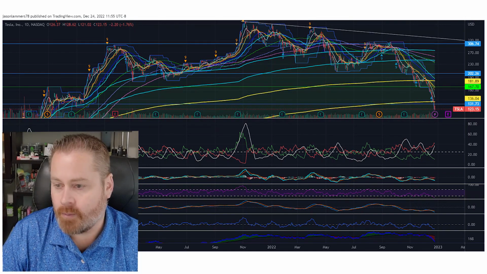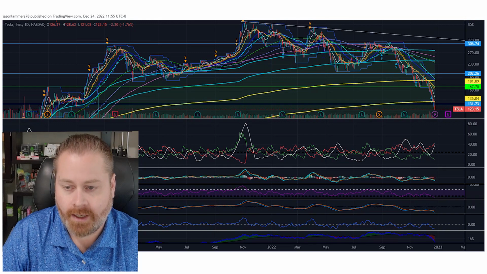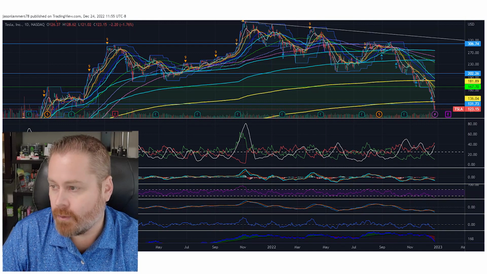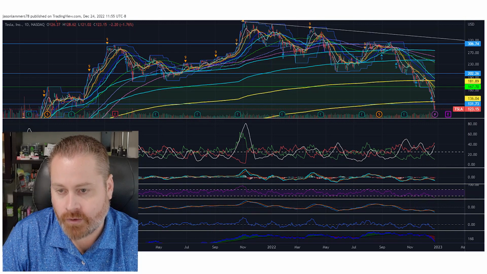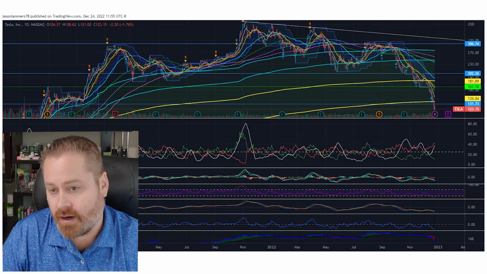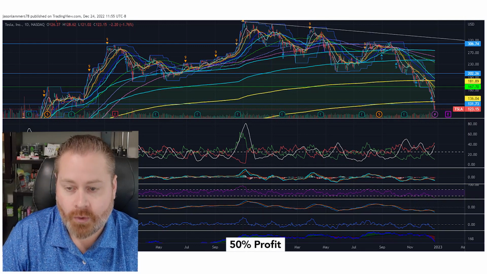Had you done that on a potential short for Tesla and waited for the ADX to actually cross over, instead of shorting it in late September, you would have had to wait till about early October. But you still would have had a great trade setup if you were a more conservative trader and waited for the ADX line to cross over. You would have likely entered that trade right about 250 or so, and you still would have had about a 50% profit off of the short on Tesla.